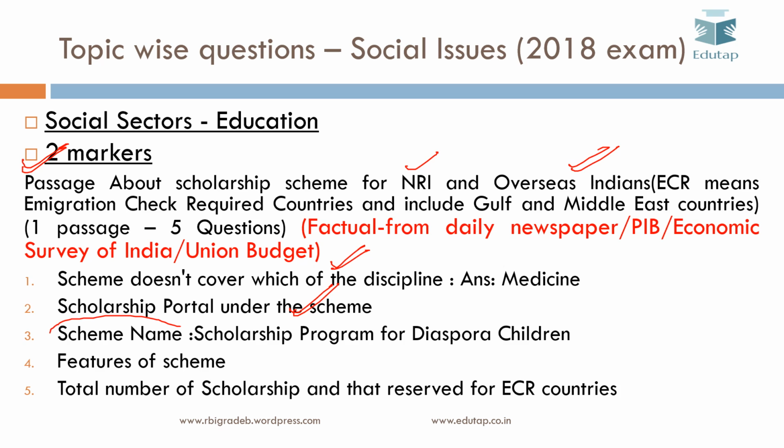So they would ask you to identify the scheme. As I always tell you, they would only talk about its general features in the paragraph given, and you need to find out which scheme is being discussed in the above mentioned paragraph, right? Then again, features of the scheme were asked, total number of scholarships and those that are reserved for ECR countries. So you can see when you take a particular scheme, you need to read it in such a way that all these pointers are answered, right friends?